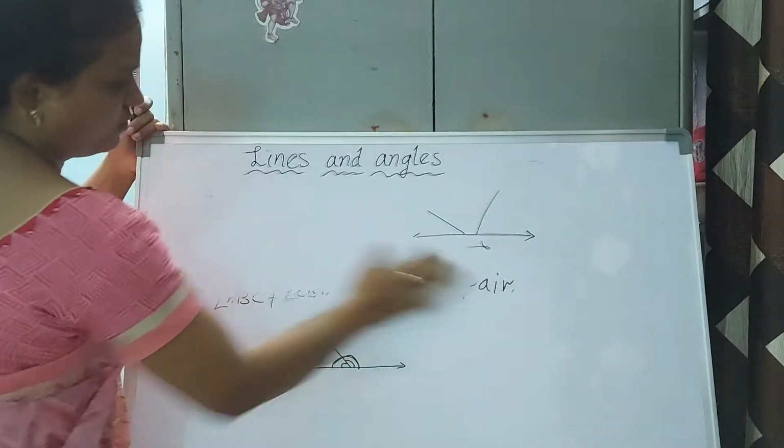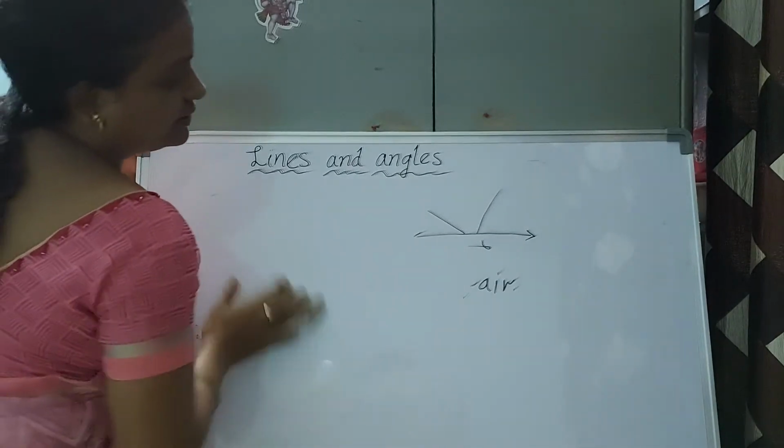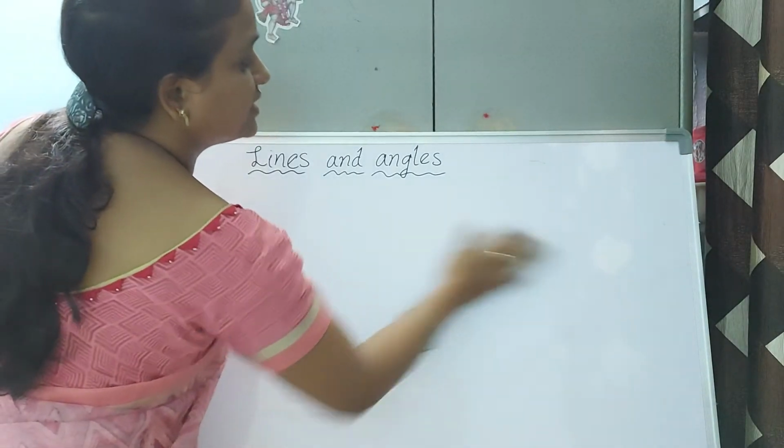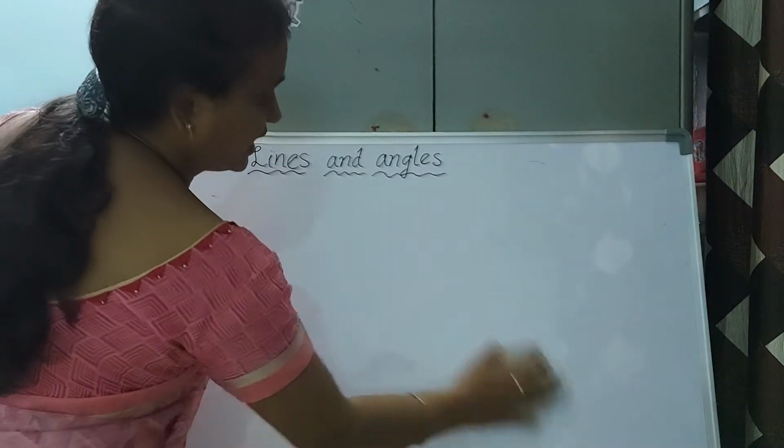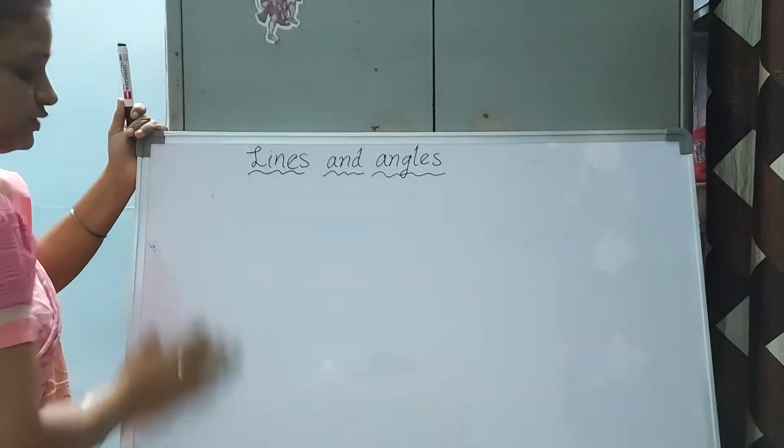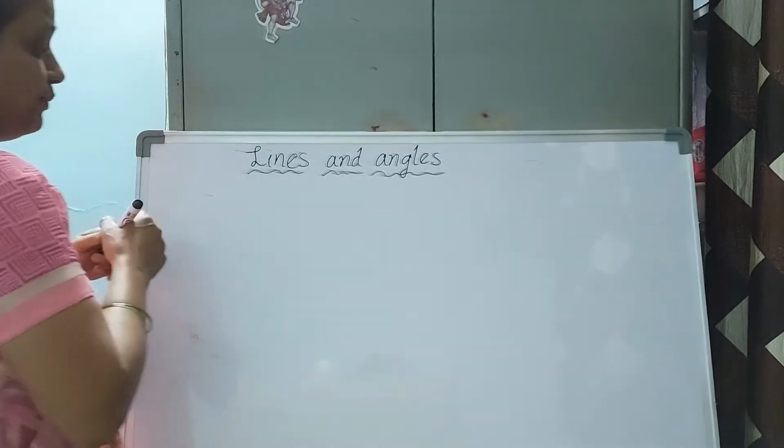Next one. They are adjacent angles. The sum of the adjacent angles is 180. Then we call it a linear pair.